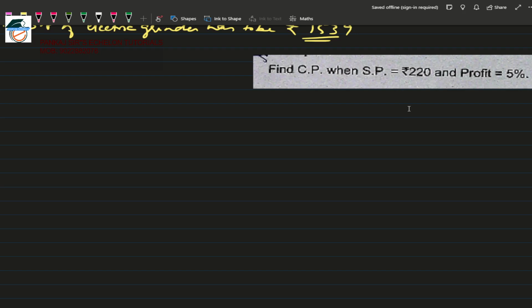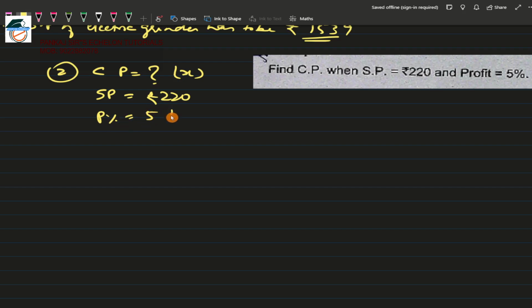So the next question is: find the cost price. This is question number 2. Find the cost price. So the cost price is equal to question mark, let me say X, when the selling price is equal to rupees 220, and the profit percentage is equal to 5%.